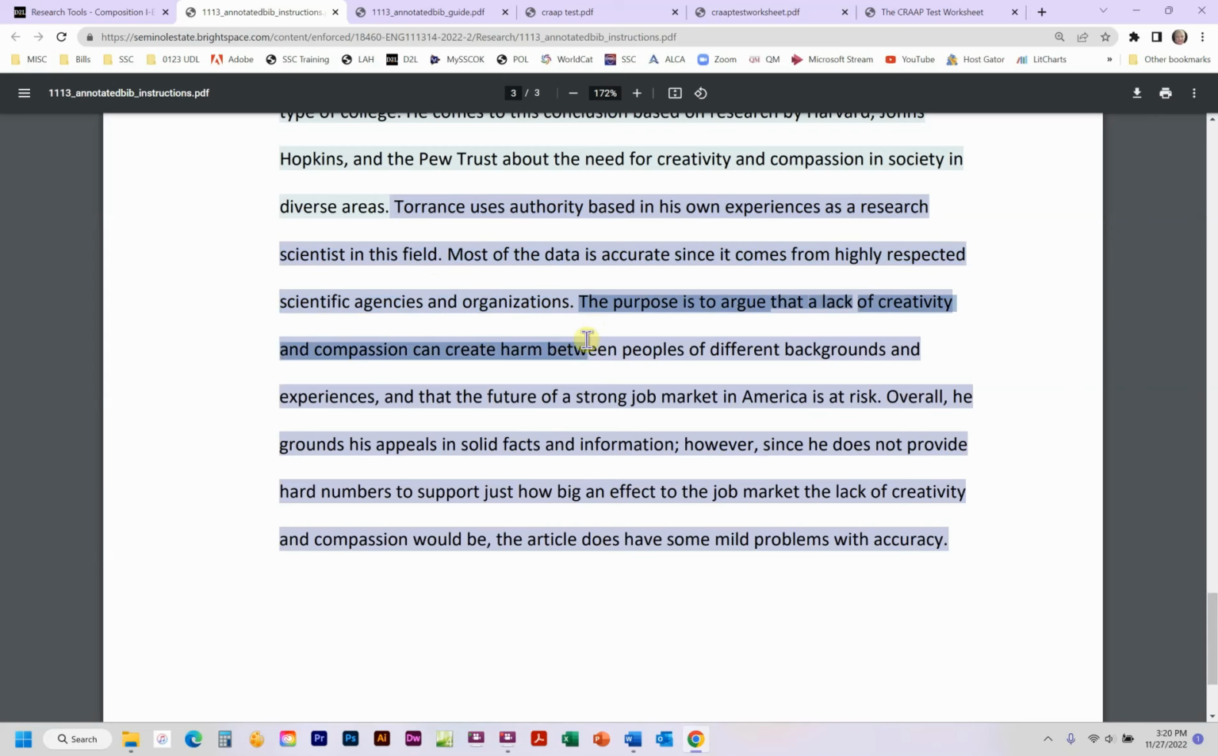The purpose is to argue that a lack of creativity and compassion can create harm between people's different backgrounds of experiences, and that the future of the job market in America is at risk. Overall, he grounds his appeals in solid facts and information. However, since he does not provide hard numbers to support just how big the effect to the job market could be, this article does have some mild problems with accuracy, right?